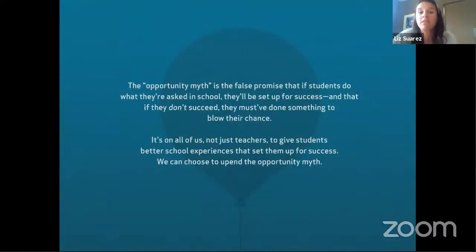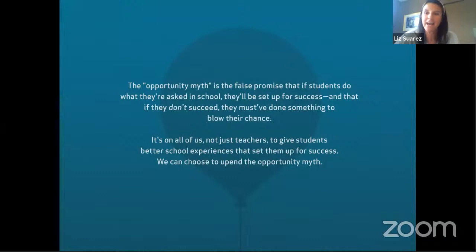So the opportunity myth, therefore, is the false promise that if students do what they're asked to do in school, they'll be set up for success. And if they don't succeed, it must have been they that have done something to blow their chance. And it's on all of us, not just teachers, to give students a better school experience that will set them up for success. And we can choose to upend the opportunity myth.